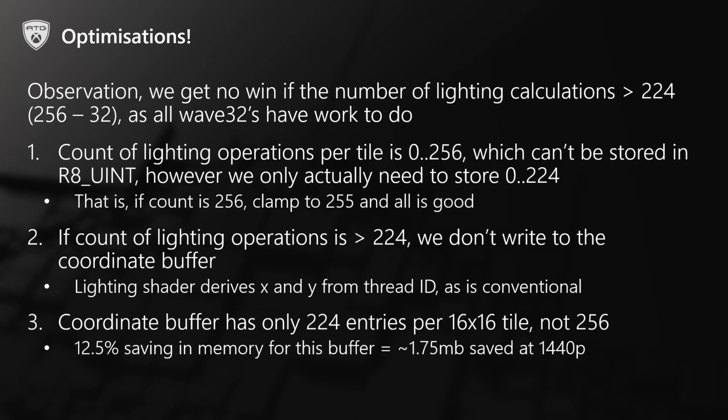That's the conventional means. So this means that anything that we store in the count map that's more than 224, we light every pixel. So this is why storing 255 into the count map instead of 256 is not a problem. It also means that the coordinate buffer only has to be large enough for 224 coordinates per 16 by 16 tile. So this allows us to shave off 12.5% of the memory of this buffer, which turns out to be, for something like Xbox Series S, where the maximum resolution might be 1440p, a saving of 1.75 meg at that resolution, so pretty decent.